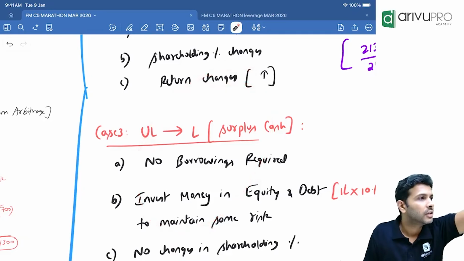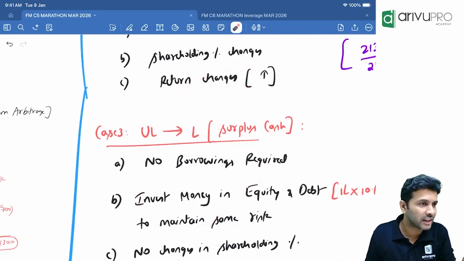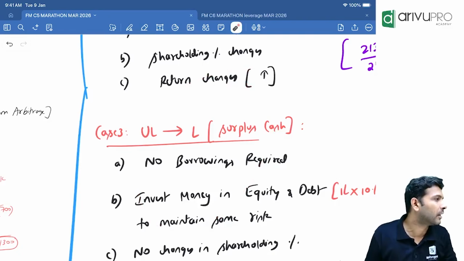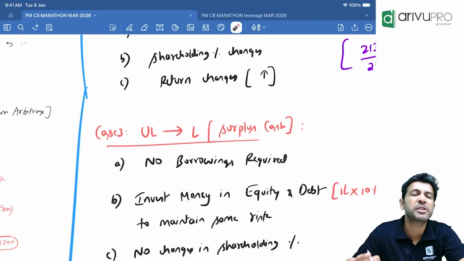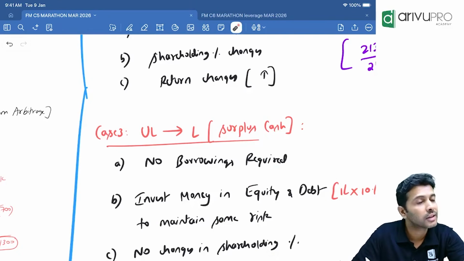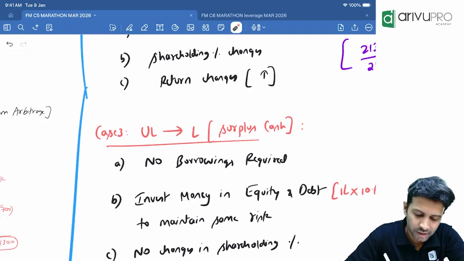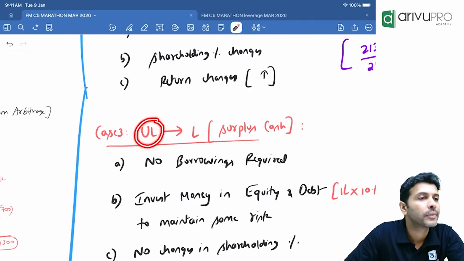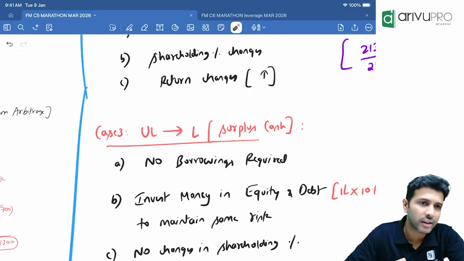Second, you are selling, so will you sell it at book value or market value? So find out by selling how much money investors will get. That's the second step. Third one, find out the existing return. Now you are a shareholder in which firm? Unlevered firm. Find out the existing return in the unlevered firm.